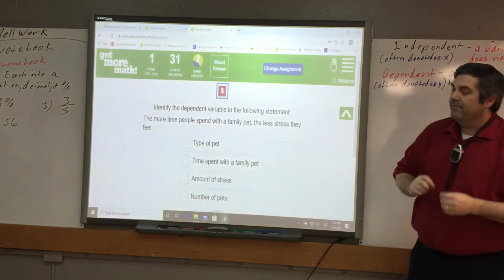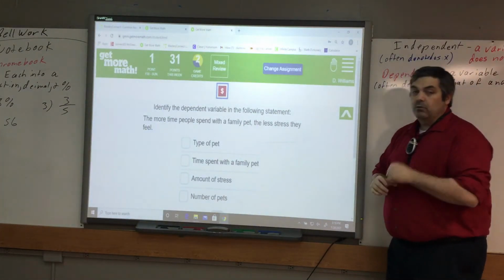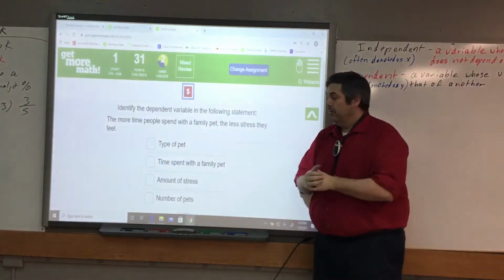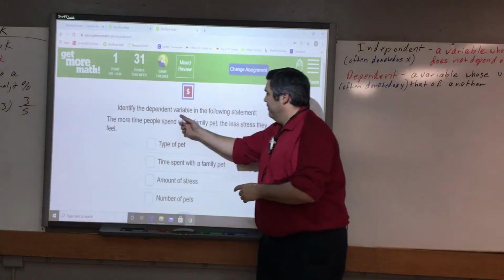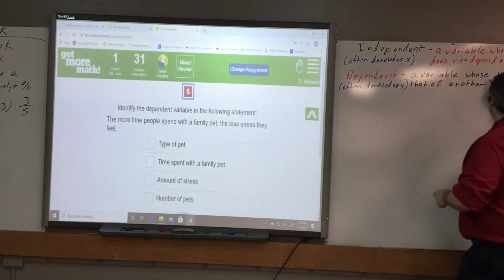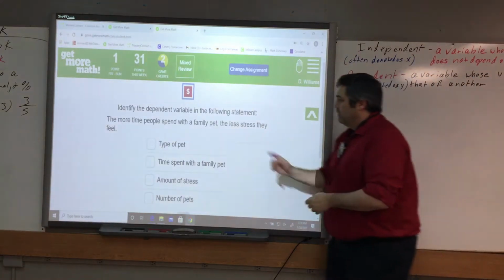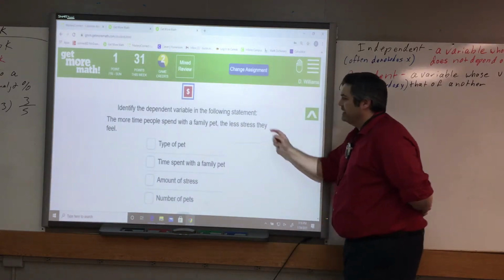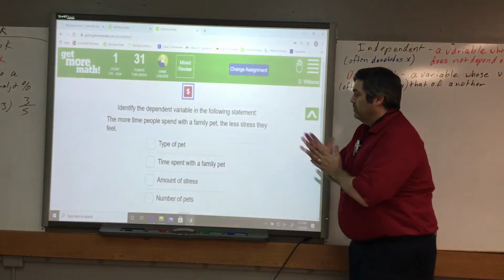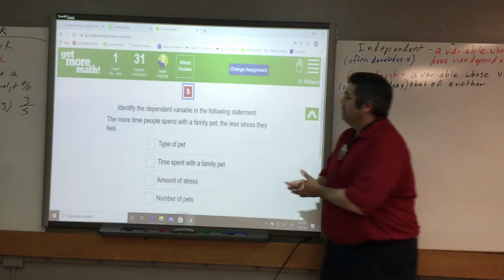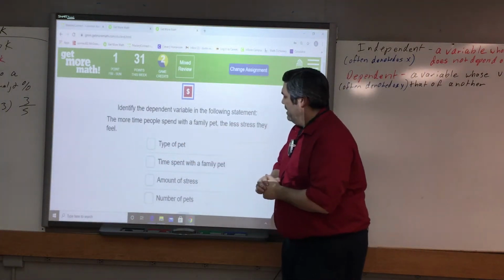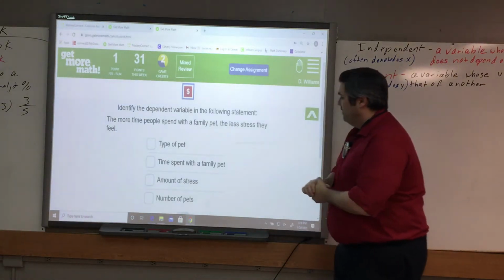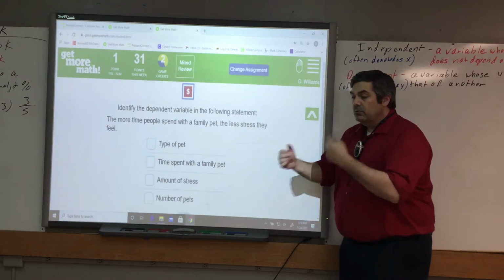Identify the dependent variable in the following statement. So dependent, we're looking for the one that is affected by the other. It's dependent on the other, okay? A variable whose value depends on that of another. And here's our setup. The more time people spend with a family pet, the less stress they feel. So what are our variables just to begin with? Time spent with a family pet, that's one, and the amount of stress. So those are our two variables.